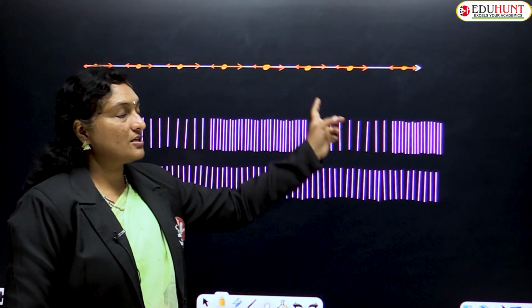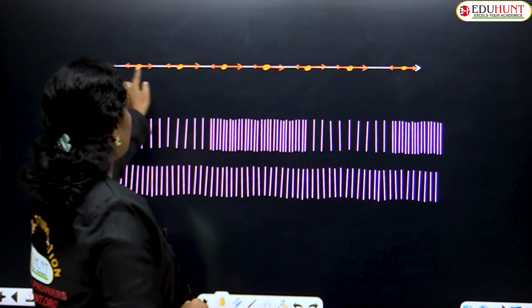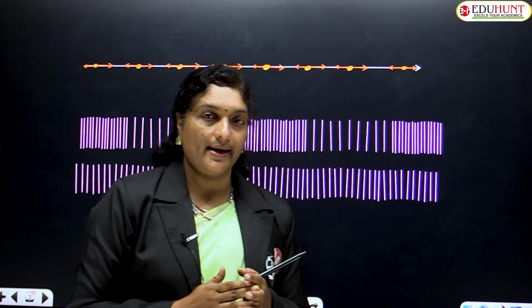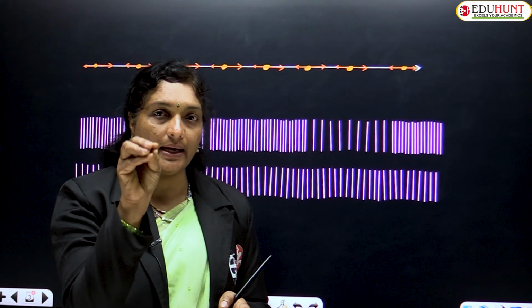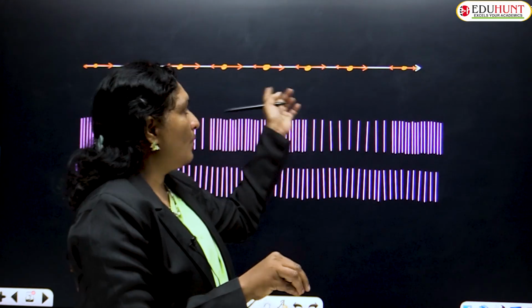So the direction of the propagation is given as the white color line segment, and the dotted lines represent the particles. Whenever a wave is propagating, in this example from left to right, all the particles of the medium also start vibrating parallel to the direction of the wave propagation.